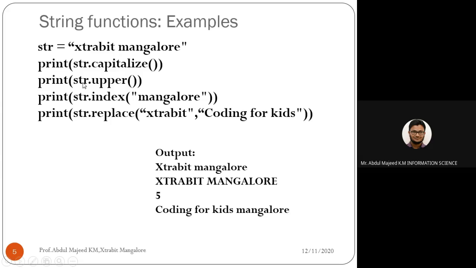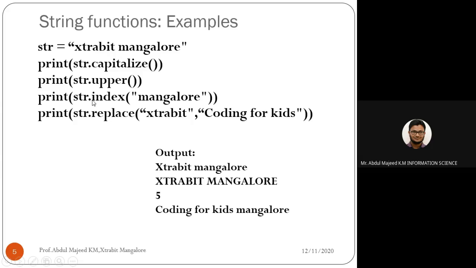Second function, str.upper. You can use the upper function with the string. This function converts the entire string into uppercase letters. So if you call str.upper, where str is nothing but extra bit Mangalore, that means you convert str to uppercase. So you will get the output EXTRA BIT MANGALORE.